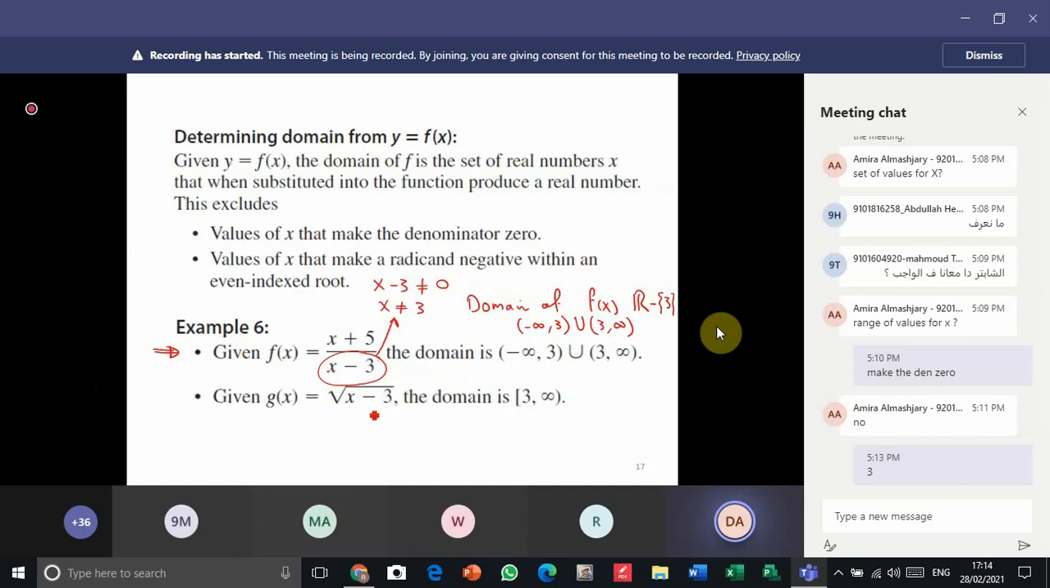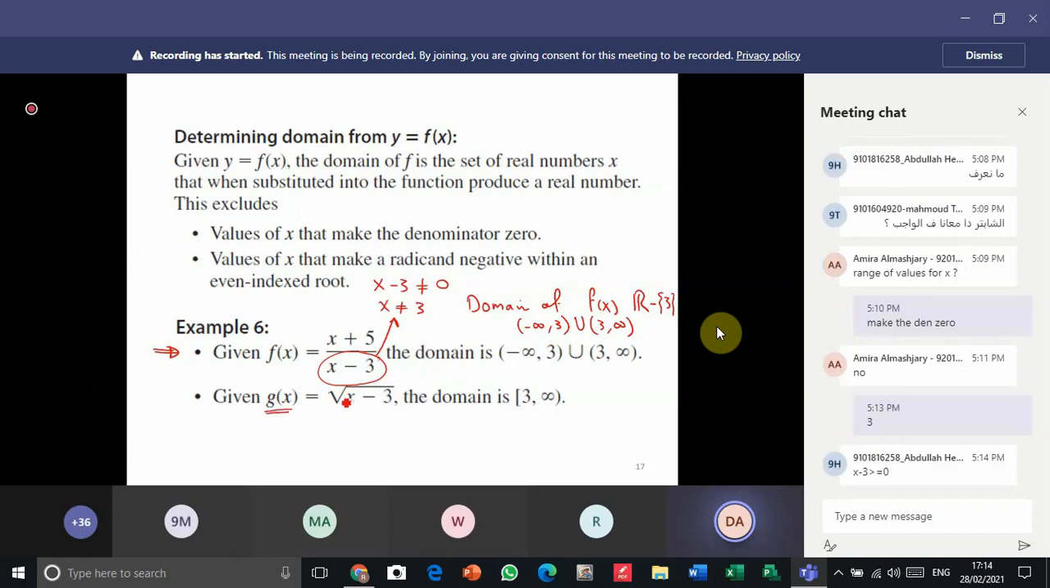If we have a radical, for example, g of x equals radical x minus 3, x minus 3 must be not negative. So x minus 3 must be greater than or equal to 0. It can be 0, it can be positive, but it cannot be negative. So move the 3 to the other side, and we have x greater than or equal to 3. This is the domain. The domain of g is from 3, with 3 included in the interval, to infinity.